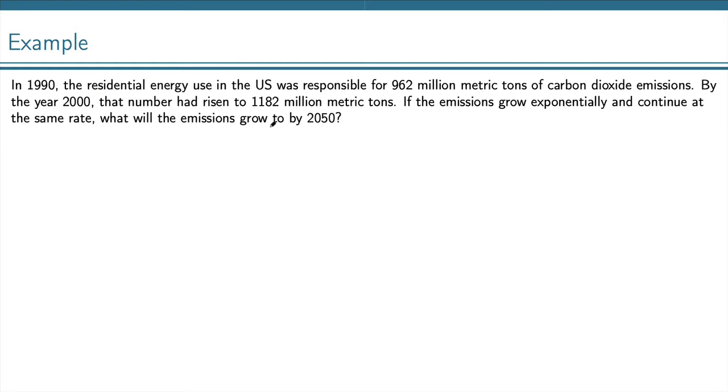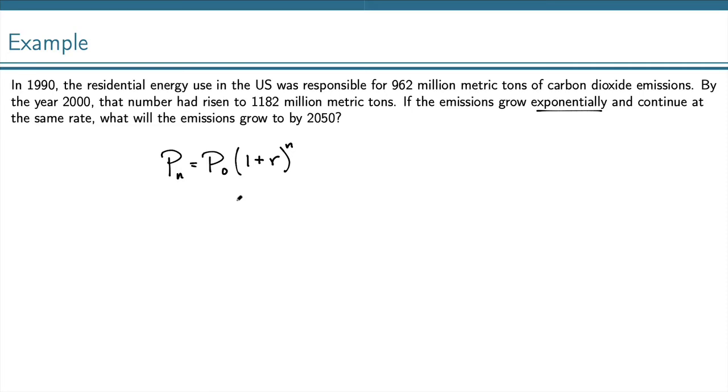Assuming an exponential growth rate, we have our exponential growth model, P sub n equals P sub naught times 1 plus r to the n. We know our initial amount, and we can use either the 1990 or 2000. However, I'm going to use the 1990 because that will help me to solve for r.